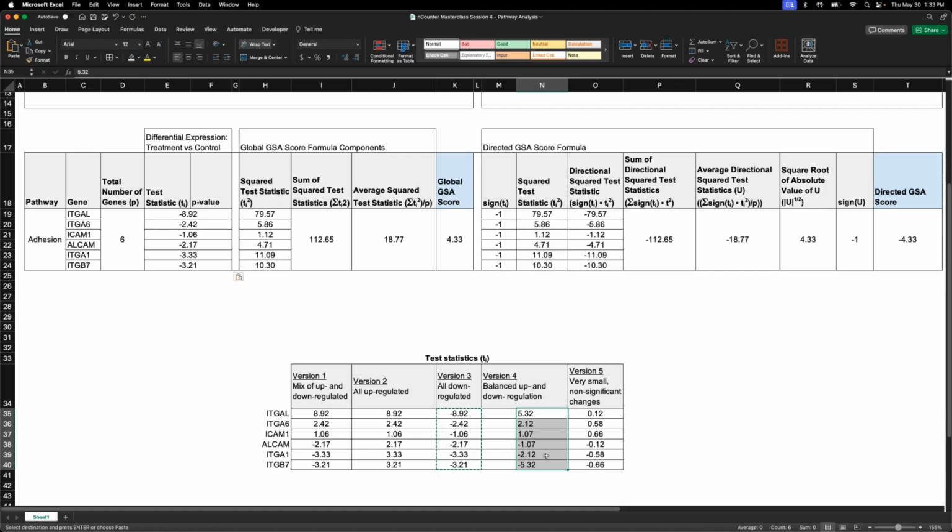So based off of everything I've just said, just take a few seconds again. When I update the formulas and copy this information in, what do you think the global score is going to look like? What do you think the directed score is going to look like? And how are they going to look relative to each other? Okay, let's take a look.